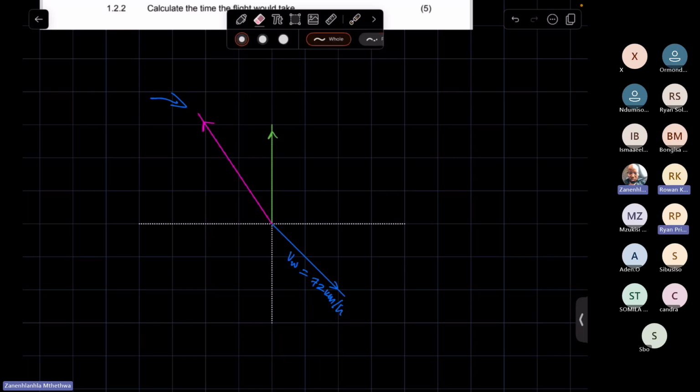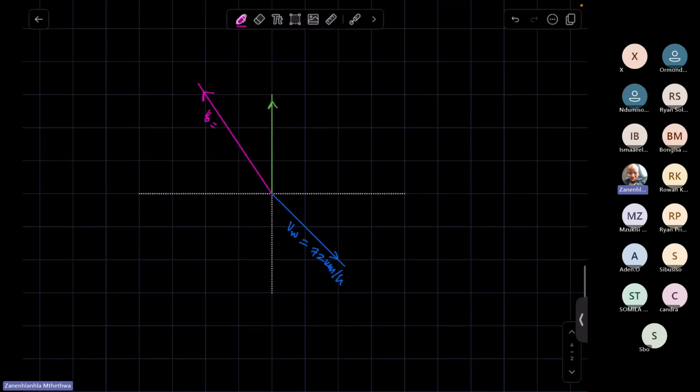Yep, sir. Right. So this here will be the original vector of the aeroplane. So this is VO. They gave us the magnitude of VO. It is 280 kilometers per hour. So this is 280 kilometers per hour.